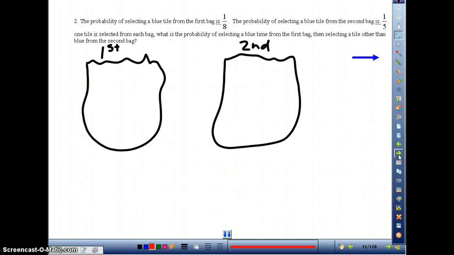Question number 2. The probability of selecting a blue tile from the first bag is 1/8. The probability of selecting a blue tile from the second bag is 1/5. If one tile is selected from each bag, what is the probability of selecting a blue tile from the first bag, and then selecting a tile other than blue from the second bag? Okay, I gave this question to you guys as a quiz, and a bunch of you guys missed it because you didn't really read very well.